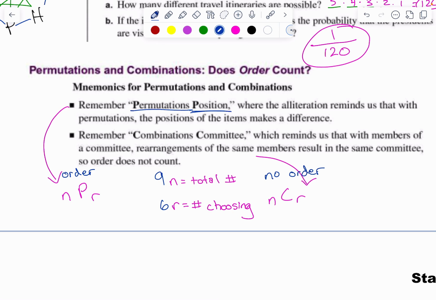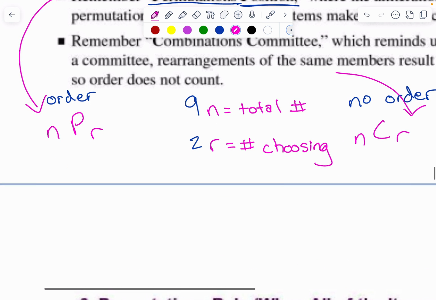We would use a C instead. Let me use a different example. Okay, let's say I am choosing 2 of you, and one's going to be the president and the other one's going to be the vice president, right? Out of 9. Okay? President versus vice president.